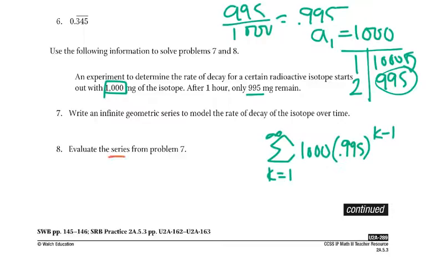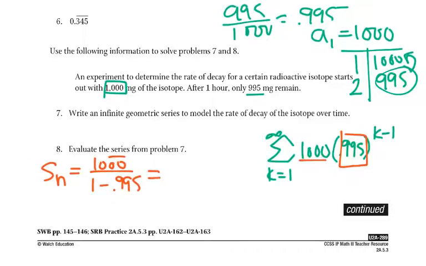Number 8 says to evaluate it. So remember, this is less than 1, that's our rate. So we go S sub n equals a sub 1, which is 1,000, over 1 minus 0.995. And we get our answer from that. So it would be 1,000 divided by 0.005, right? Which, when we do that, we get 200,000. And there we go.